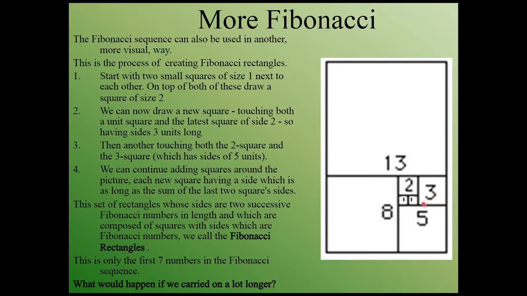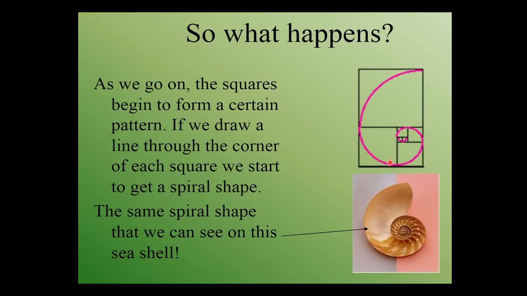Next, 3 plus 2 is 5, so the measurement is 5 again. Now, what is 5 plus 3? 8. What is 8 plus 5? 13. And you know what? You can see that in a shell. If you connect these, you can see the spiral in a shell, and that is what makes the Fibonacci sequence very, very amazing. Okay? Do you get the idea now of the Fibonacci sequence?